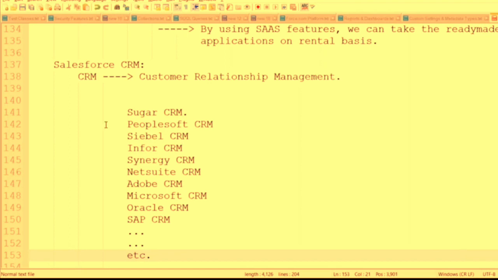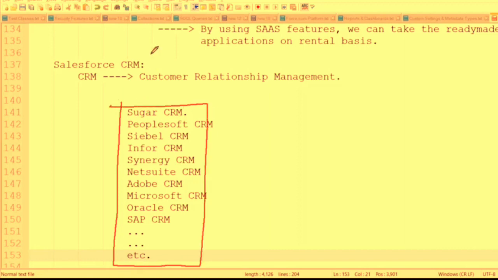Now, even though there are so many CRM applications in the IT industry, why should we go for Salesforce CRM? Why can't we go with the existing CRM applications? What drawbacks do we have in existing CRMs and what benefits do we have in Salesforce CRM? On demand, right? Next. On demand means cloud feature, right?